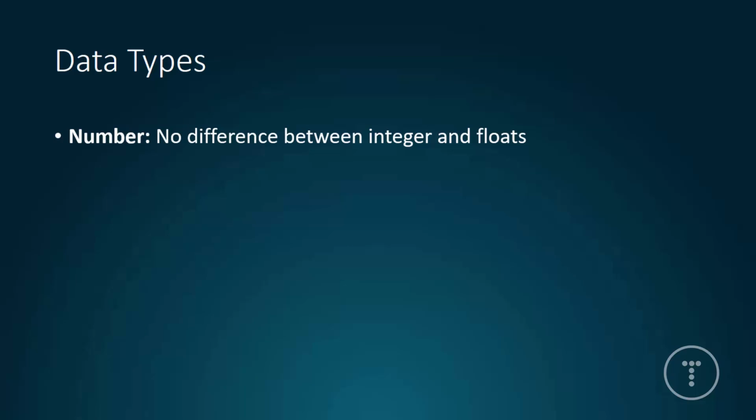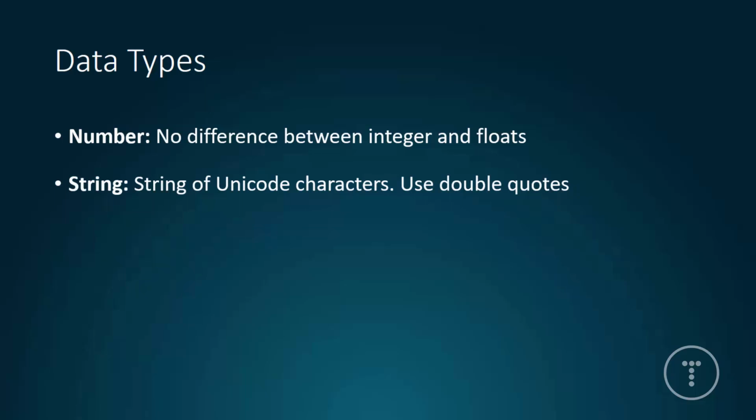So we can use numbers, just like regular JavaScript. If we use a numeric with no quotes around it, that'll be looked at as a number. And there's no difference between decimals or floats or integers. They're all looked at as numbers. Of course, we have strings, which is a string of Unicode characters. These must be wrapped in double quotes. We can also use Boolean values, which are true and false.